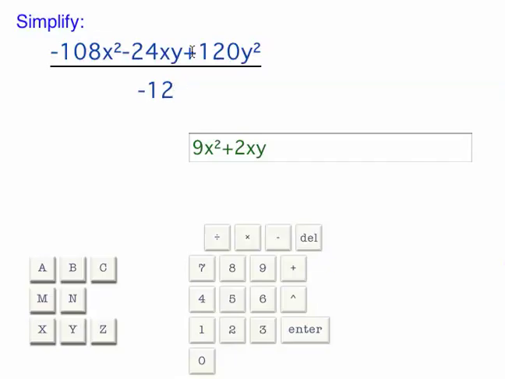Okay, and then the negative 12 goes into the 120 negative 10 times. So a positive divided by negative is negative. Okay, and then 10 and y to the power of 2.